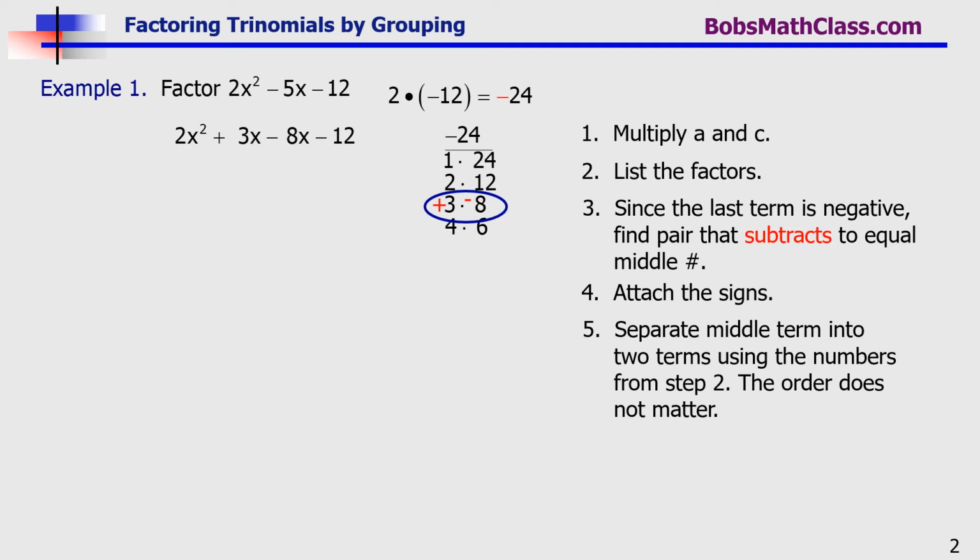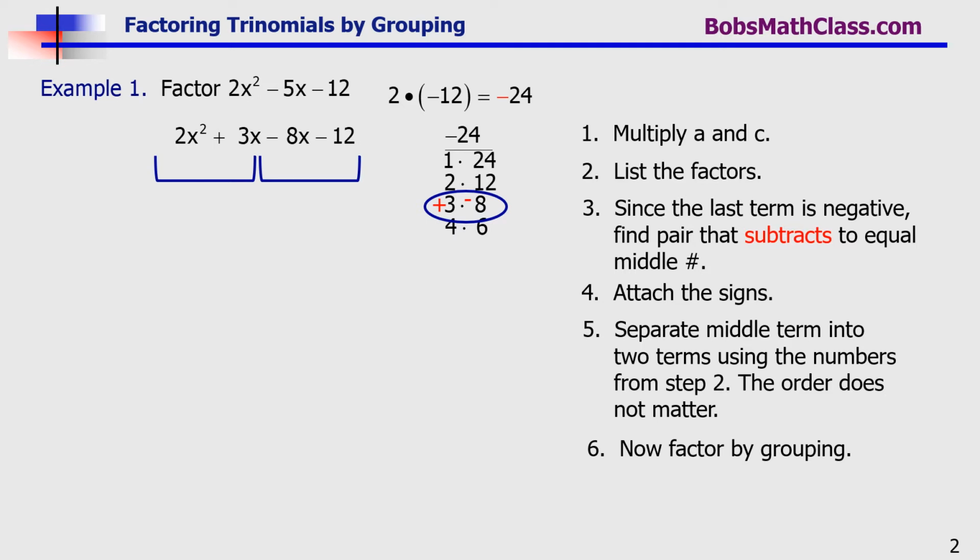So 2x squared plus 3x. So remember to attach the variable that's in the original trinomial. It's an x. So it's plus 3x minus 8x, and then the last term is minus 12. Now we're going to factor by grouping.